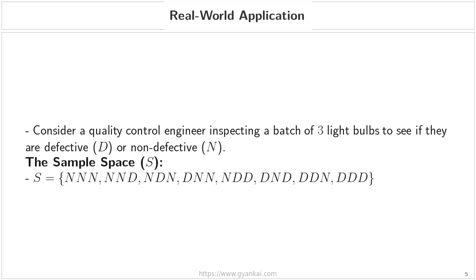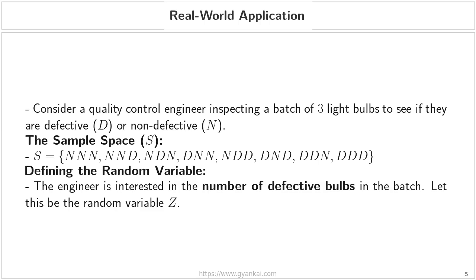Before we can assign any numbers, we first need to identify our sample space, which we denote as capital S, just like we did with the coin tosses in the previous slide. We must list every possible combination of 3 bulbs. So, our sample space includes outcomes like NNN, where all are good, NND, where only the last one is bad, and so on, all the way to DDD, where every bulb is defective. In total, we have 8 possible outcomes in our set.